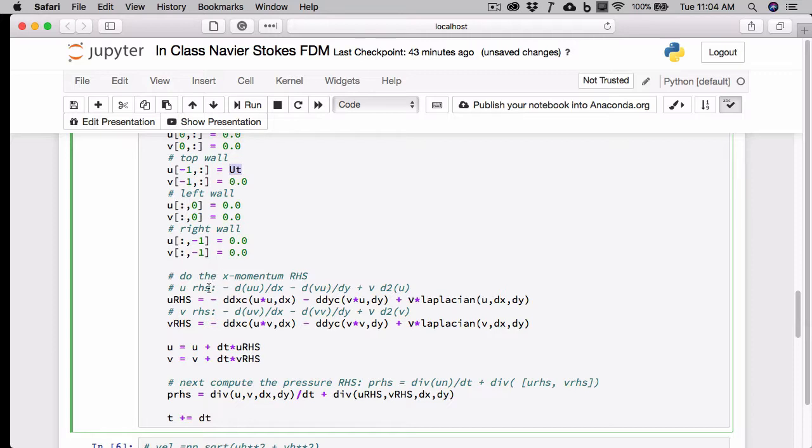Now we assemble the momentum right-hand side for the u velocity. So u right-hand side is d(uu)/dx plus d(vu)/dy. So that's ddx central uu plus ddy, pardon me, central vu, plus nu times the Laplacian of u. And v right-hand side is the same thing: ddx uv plus ddy vv plus nu Laplacian v.